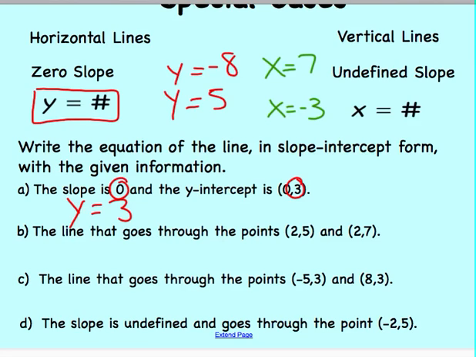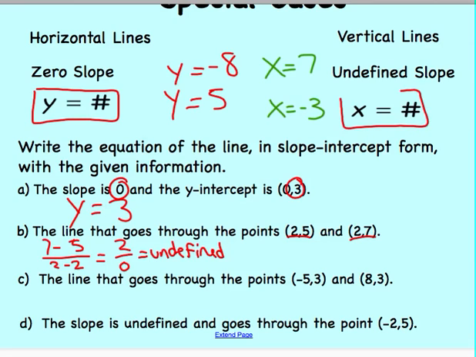All right? So, notice this one. The line goes through the points (2, 5) and (2, 7). Well, the first thing we do, if you look back at the page before, if they give you 2 points, the first thing to do is compute the slope. So that means I've got to do 7 minus 5 over 2 minus 2. Well, this gives me 2 over 0, which is an undefined slope. If it's undefined, that tells me the answer is going to be in the form of x equals some number. Well, what does x equal? X equals 2. So you're done.